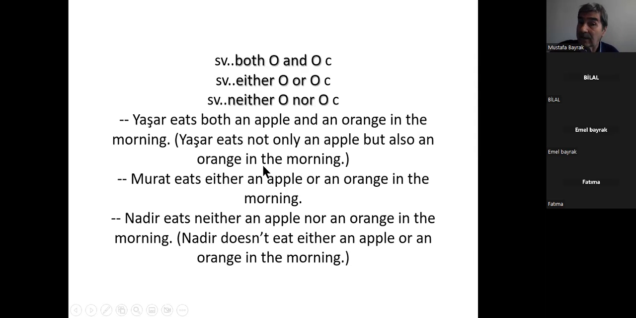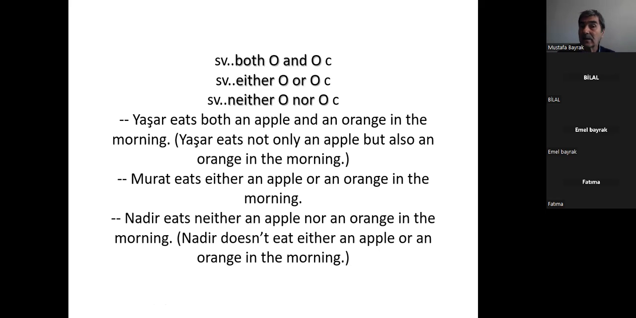Yaşar eats not only an apple. This is another way of saying it, okay? Yaşar eats not only an apple, but also an orange in the morning. Yaşar eats an apple and an orange in the morning is also possible. Yes, but both makes it more beautiful, and not only, but also makes it stronger.